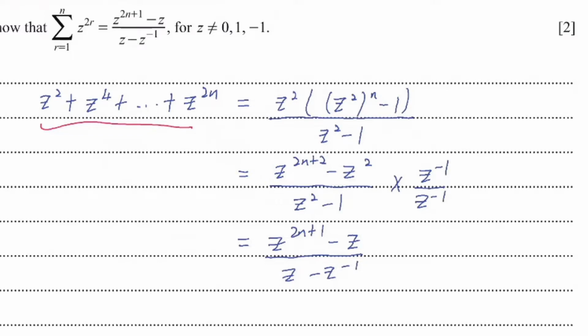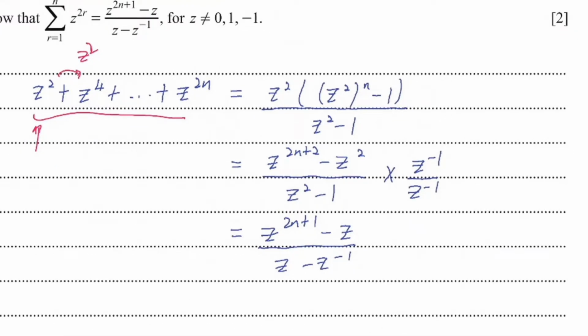For this sum of the GP, we have the first term z squared, and when we come to the next term, the ratio is z squared as well. So just sub into the formula, a(r^n - 1)/(r - 1). Tidy up a little bit, and we get this expression, which is just one step further from what we need. We just need to divide by z, or multiply by z to the power -1, and we achieve this. It's just a 2 marks question.